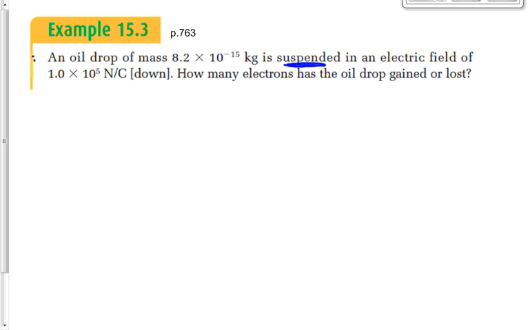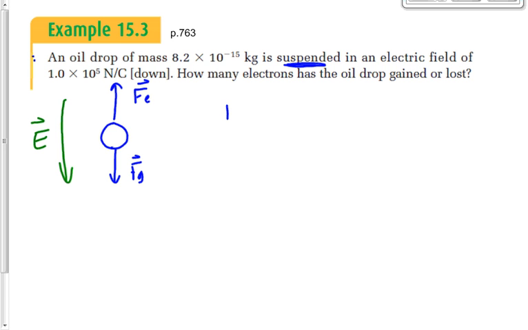Here's the particle. We know that we have an electric field pointing downwards. We know that the force of gravity must act downwards. And if the force of gravity acts downwards, then the electric force must therefore act which way? Upwards. If it's going to be suspended, these two forces have to balance, right? Let's set the electric force equal to the gravitational force. Say QE is equal to m times g.